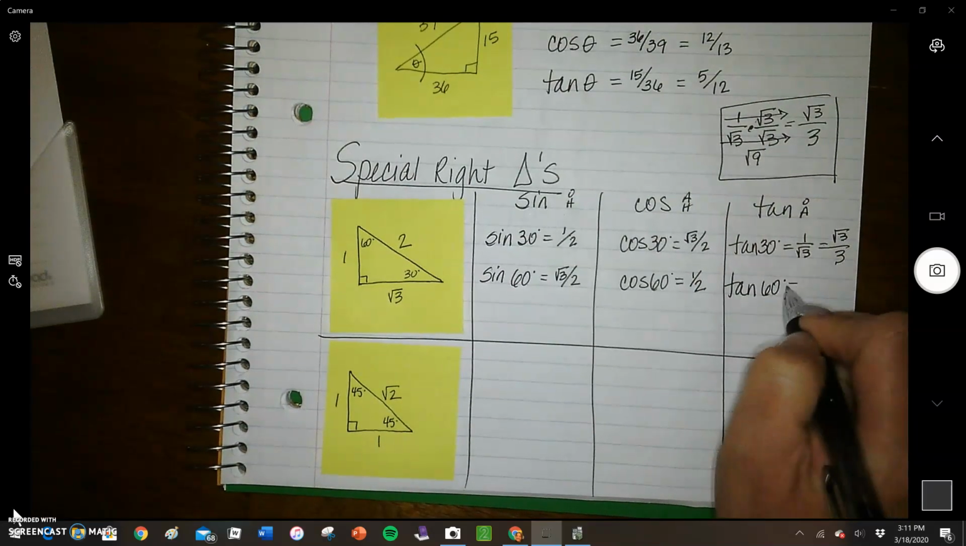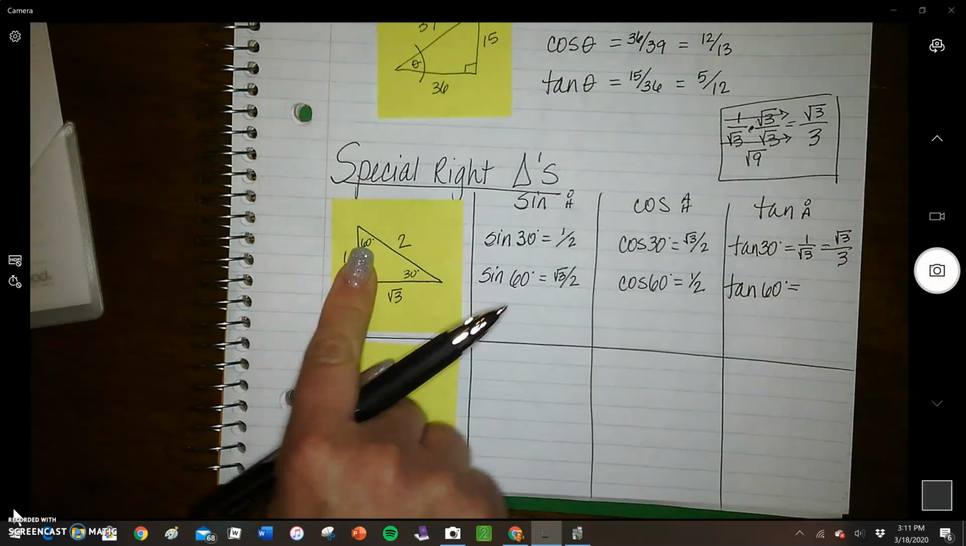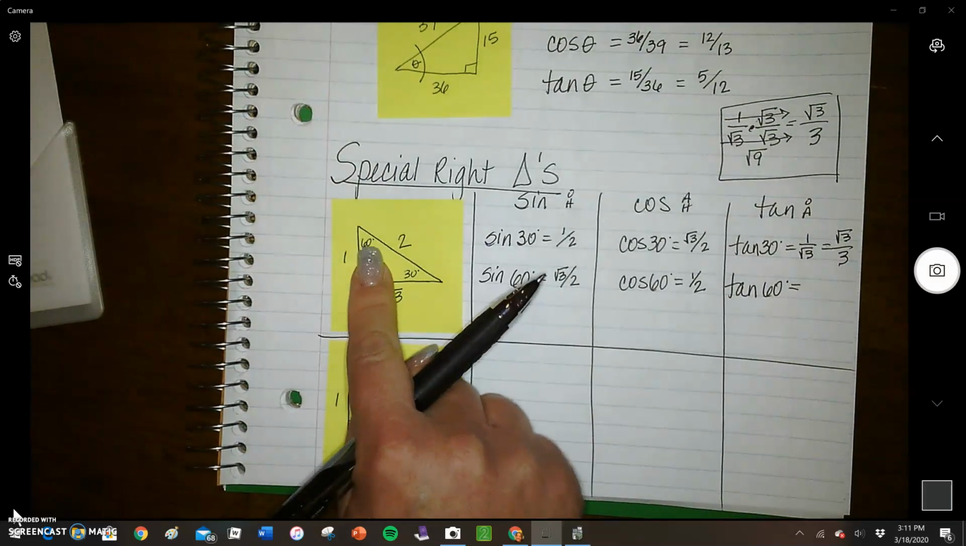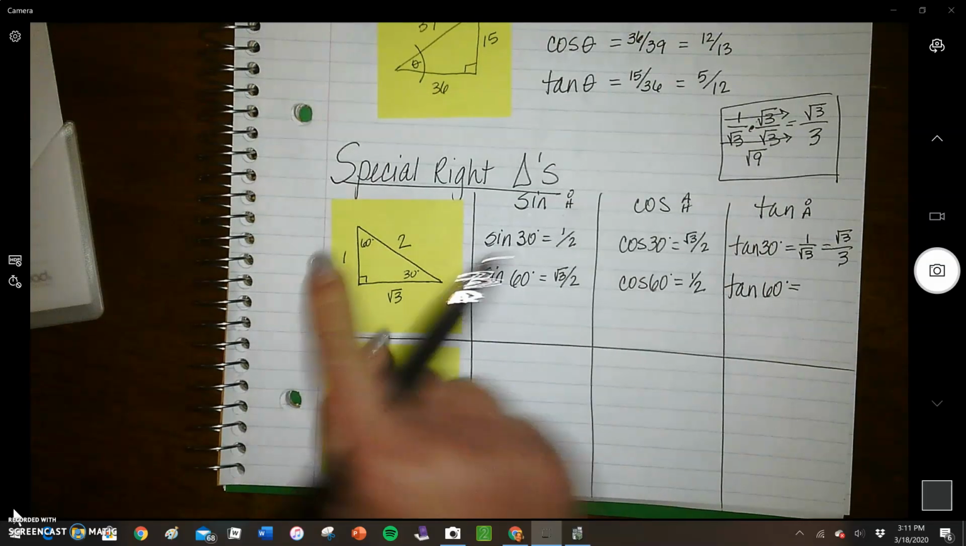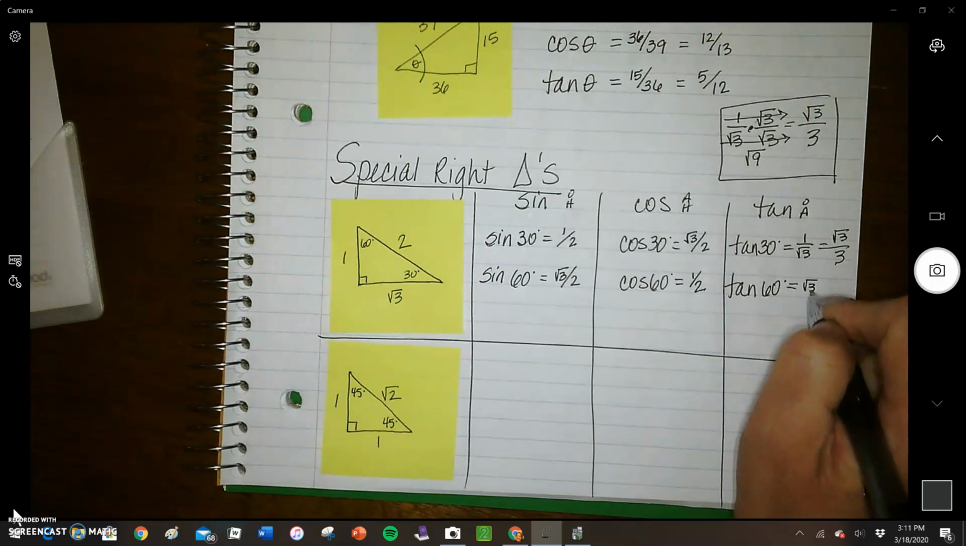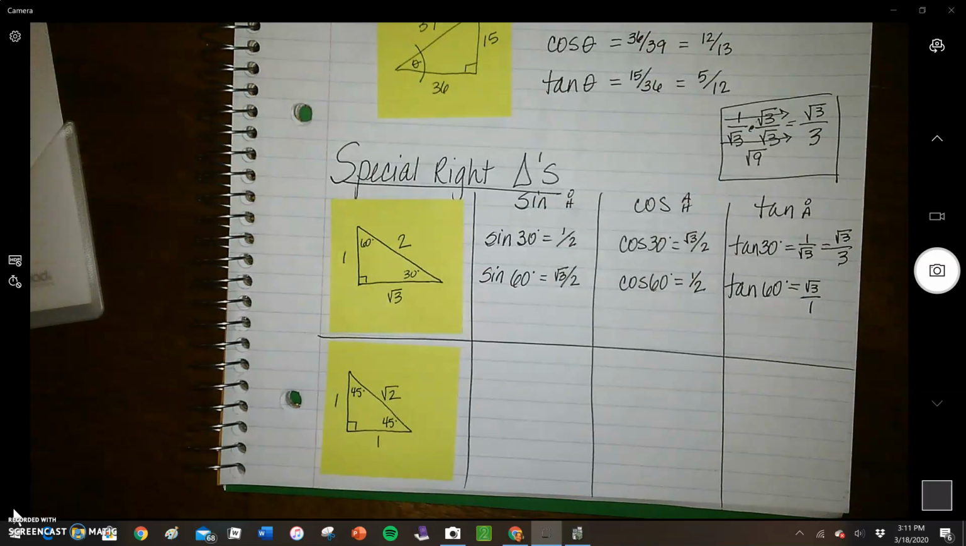All right, let's go do the tangent of 60 degrees. Again, let's go focus on 60 and SOHCAHTOA. So I'm doing the opposite over adjacent, so root 3 over 1, which is just root 3.